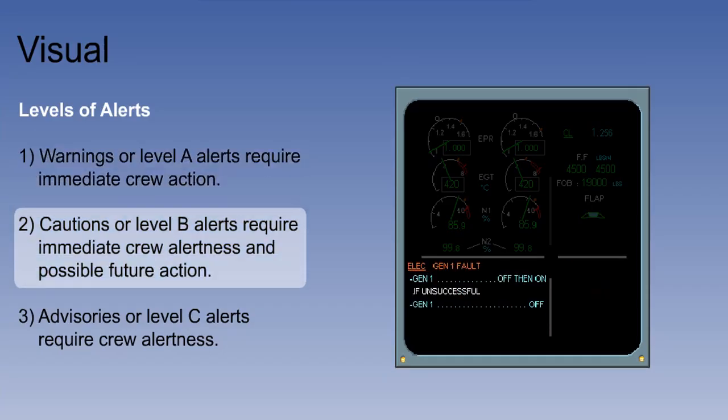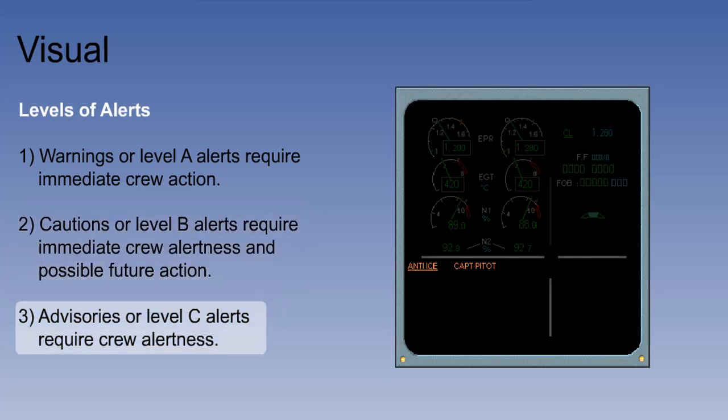The second level is cautions, or level B alerts, which appear in amber or yellow and require immediate crew alertness with possible future action. The third level is advisories, or level C alerts, which appear in any other colour than red and require crew alertness. Unlike the previous alerts, there are no actions to be completed.